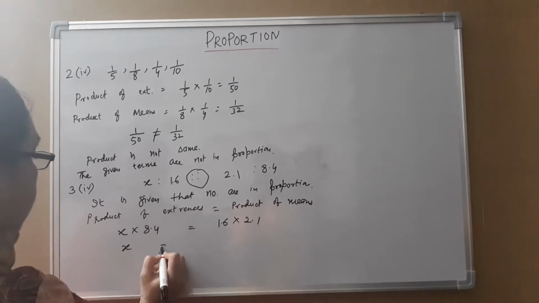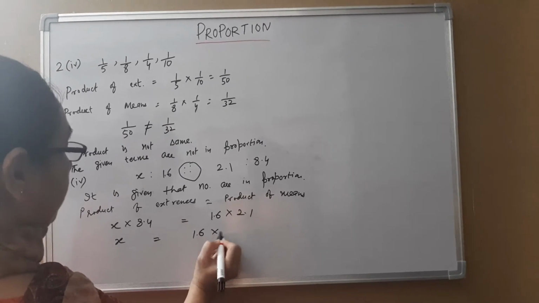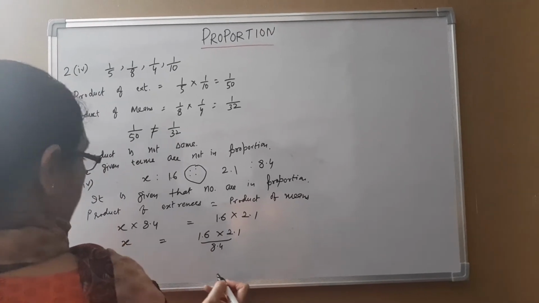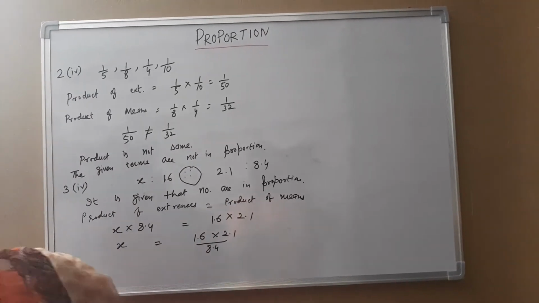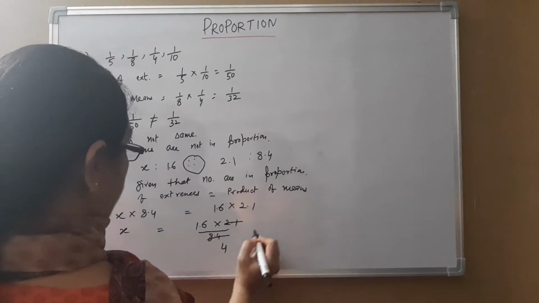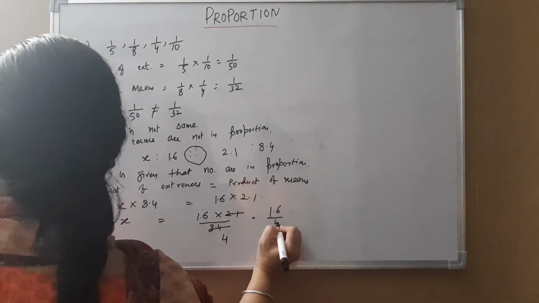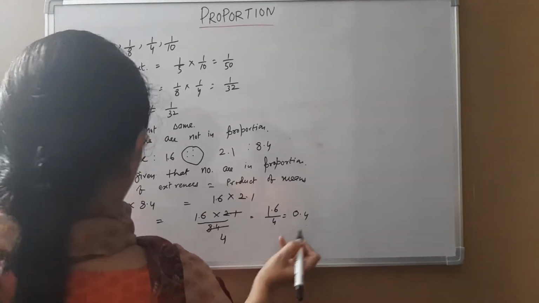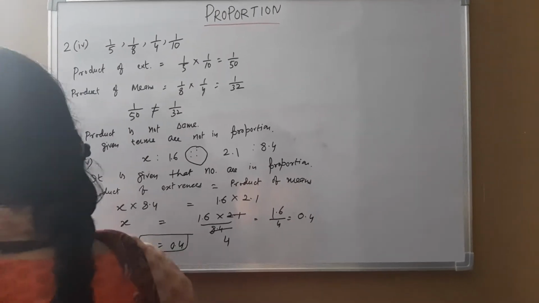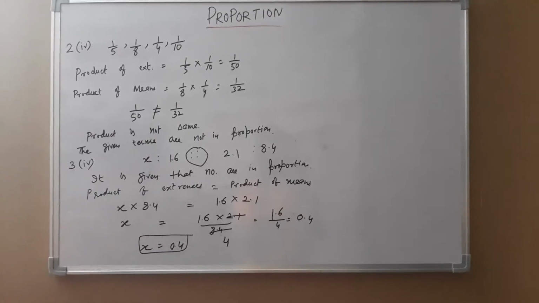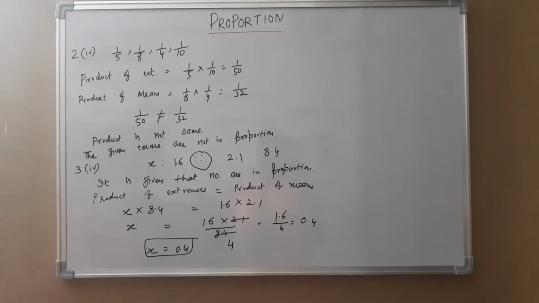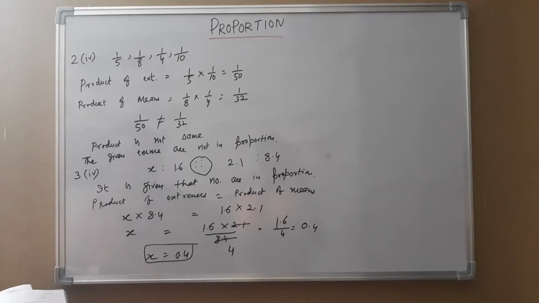So what is x? x is 1.6 into 2.1 upon 8.4. If we cancel these, 2.1 goes with 8.4 four times. So 1.6 divided by 4 is 0.4. So we got x as 0.4. Okay. Now see this. Question number 4.